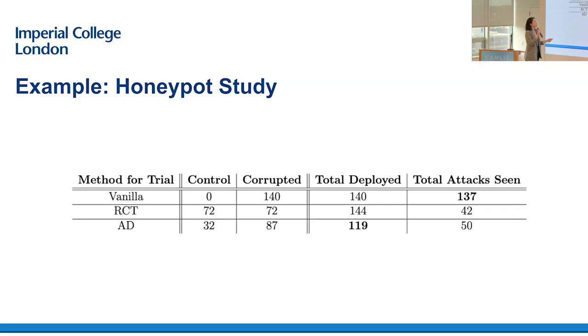So we deployed 140 honeypots for 12 hours for the observational study. We saw 137 attacks, which of course was the most. But comparing the stage trials, we deployed fewer control because we found, or the method found autonomously, that the control group didn't get infected as much, which was the goal, right?